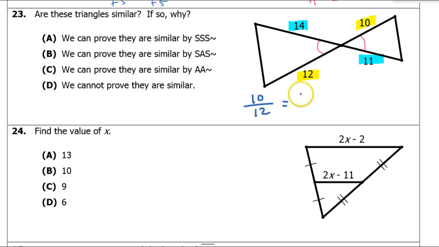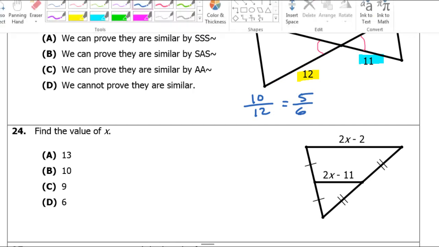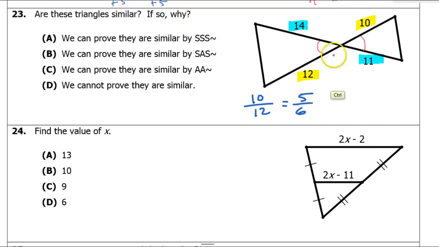Okay, that would be 5 over 6. Okay, that's the yellows. Now looking at the blues, that's going to be 11 over 14. That does not reduce at all. And 5 over 6 does not equal 11 over 14. So these corresponding sides are not proportional.